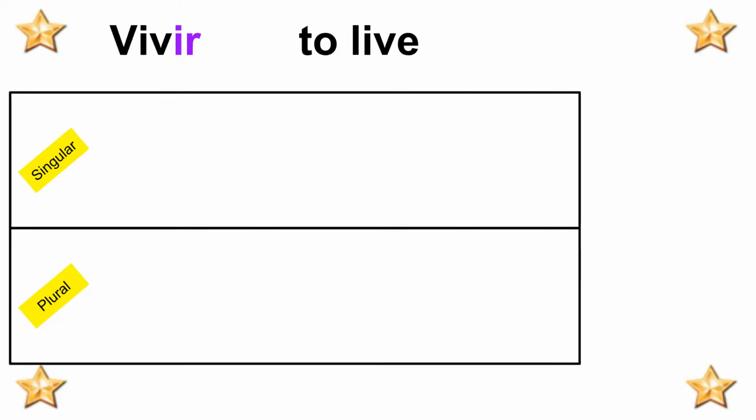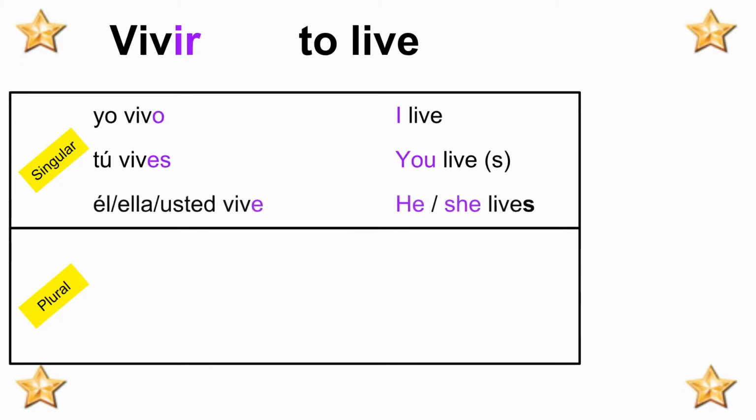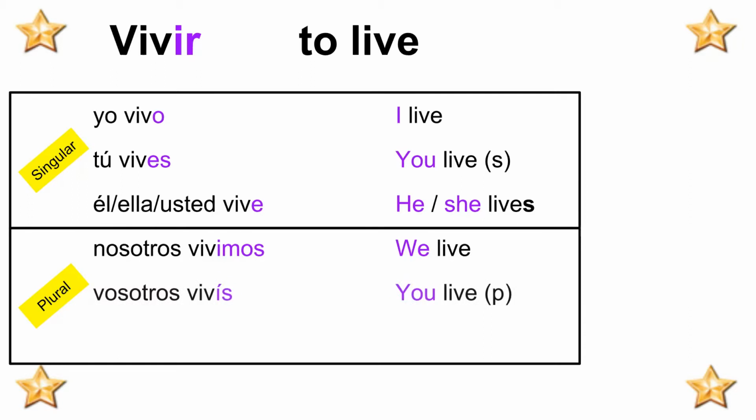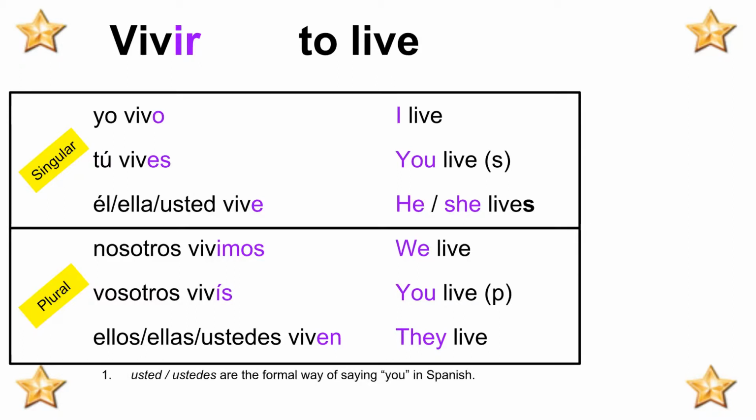Let's look at the verb in its full form. Vivir, to live. Yo vivo, I live. Tú vives, you live, singular. Él, ella, usted vive, he or she lives. Nosotros vivimos, we live. Vosotros vivís, you live, plural. Ellos, ellas, ustedes viven, they live. Remembering that usted and ustedes are the formal way of saying you in Spanish.